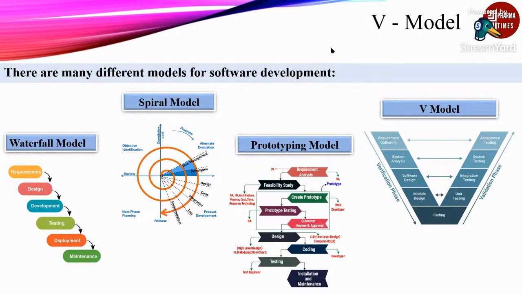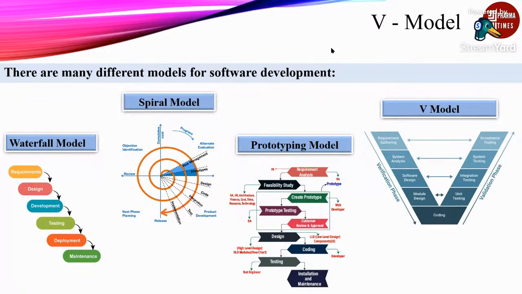Then the spiral model, it shows a circle model, meaning the project is going in one circle. Then the prototyping model, it looks like many scenarios, or we can say it looks like a ladder logic. Meaning if this step happens, then what is the second step? If this step does not happen, then what will be the second step? And the last one is the V model.